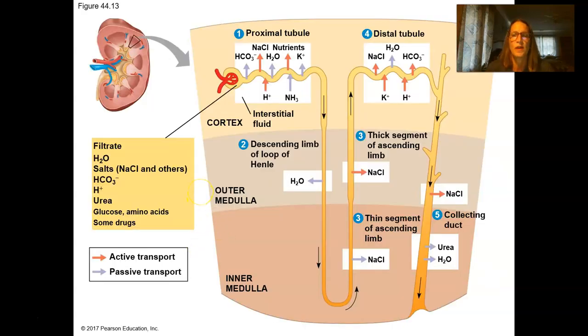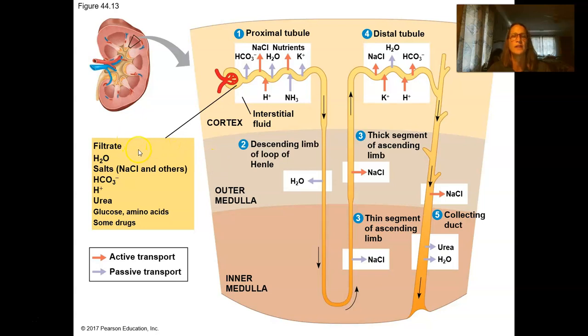So now we want to look at what's going on in these different parts of the tubule. And I know this is a little bit overwhelming, but we're going to go through it a little bit at a time. So here's again the renal artery coming in and branching into these little capillary beds called the glomeruli. So this is one glomerulus, and here's the Bowman's capsule right here. The filtrate is all these materials getting pushed out of the blood and into this tubule.